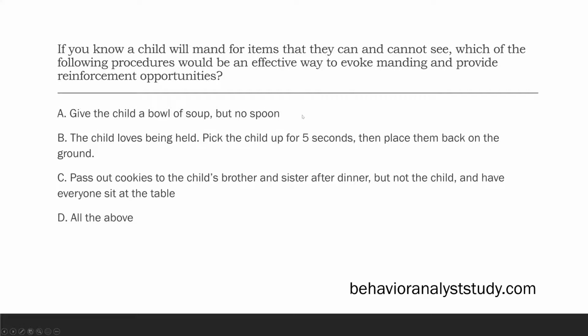A, give the child a bowl of soup, no spoon. This is a very common skill to teach, right? Missing items. I have my soup. We need the child to ask for a spoon. Since we know they'll mand for items they cannot see, even if the spoon isn't there, we can expect them to mand for it. This is a great way to incidentally teach, right?